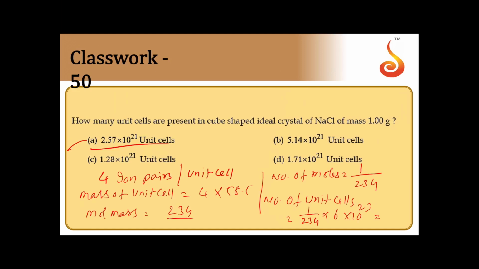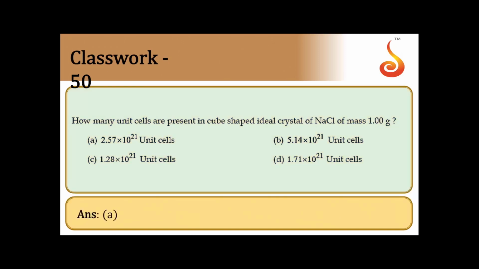So 4 ion pairs are there per unit cell, and we found out the molar mass of the unit cell, that is 4 into 58.5, and then they are given the mass of NaCl. We found out the number of moles of NaCl unit cells, then multiplied by Avogadro's number to get the number of unit cells. We got the answer as A. So the 50th one is answer A. Thank you.